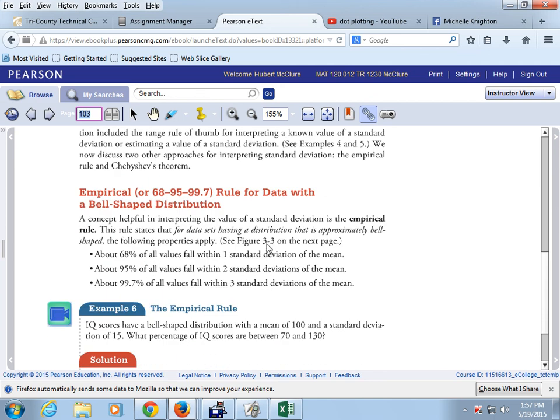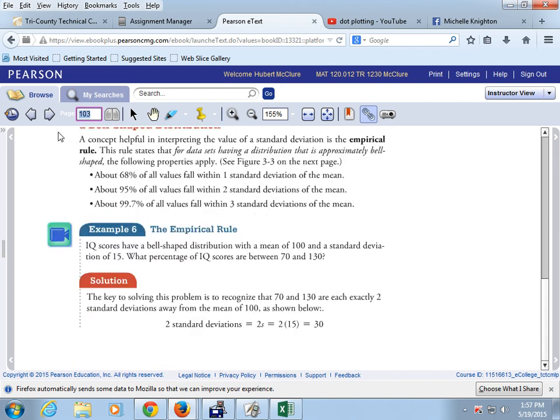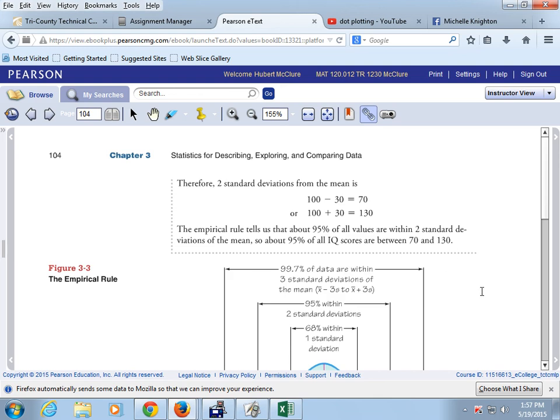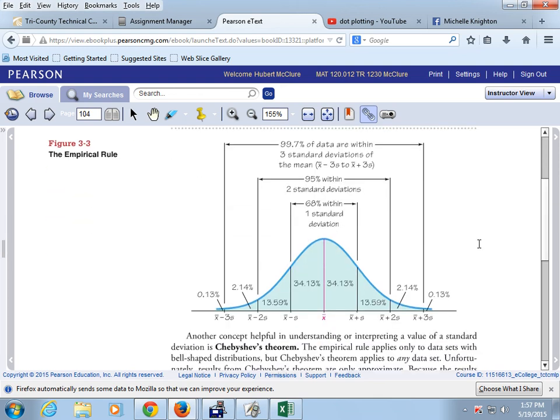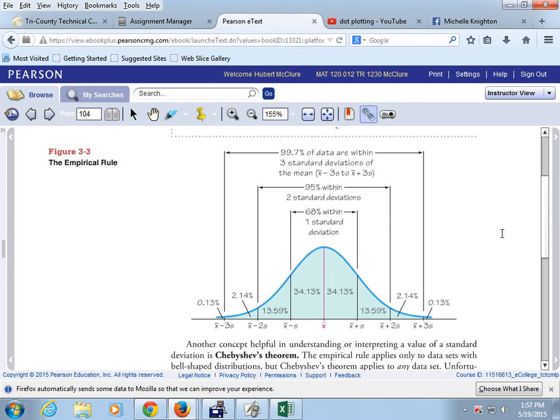Yep, there's the empirical rule. You need a picture of it. 104. There's the picture. Blow it up a little bit, man, if you need to. There's the empirical rule. You need to put that to memory. Not only will it be on the test, but it will apply to a lot of the questions that you're going to be dealing with from here on out. So make sure you know the empirical rule.